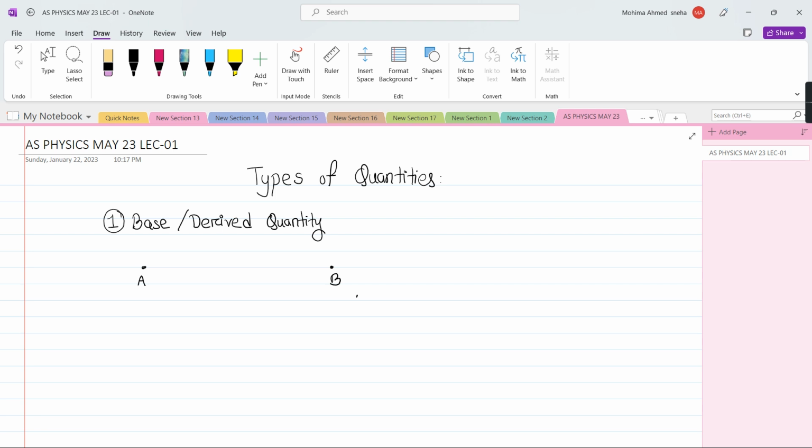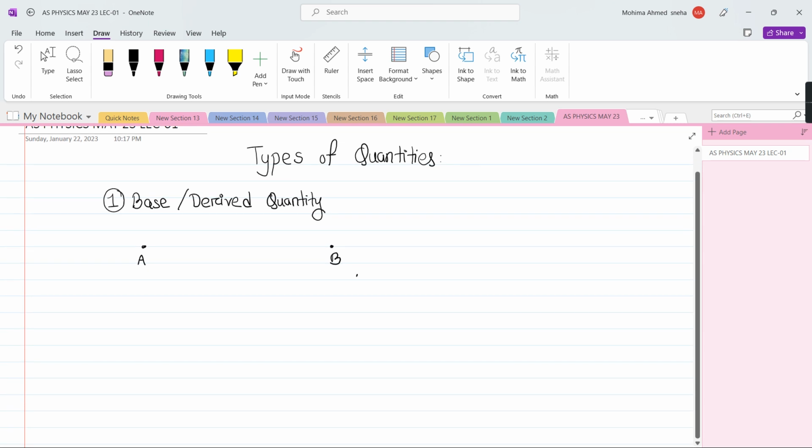Yeah, obviously. So as I was saying, every quantity will be categorized into two groups. One category would be base and derived quantity, and the other category would be scalar and vector quantities. For base and derived quantity, every quantity is based on whether it can be simplified into anything simpler or not. For example, if you focus on distance and speed, these are the most common quantities that we all know about.